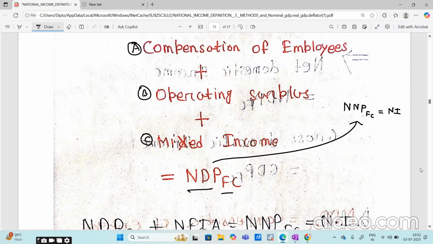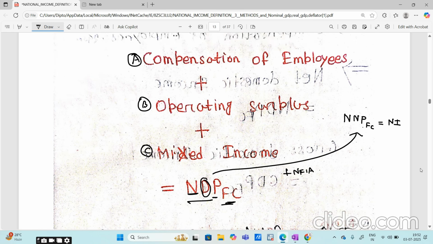Because net is already here, product is here, factor cost is here, you just have to change this domestic. And how to change domestic to national? We have to just add net factor income from abroad, right?